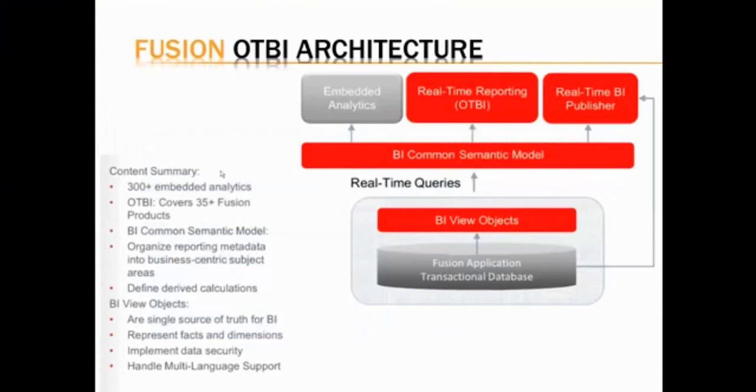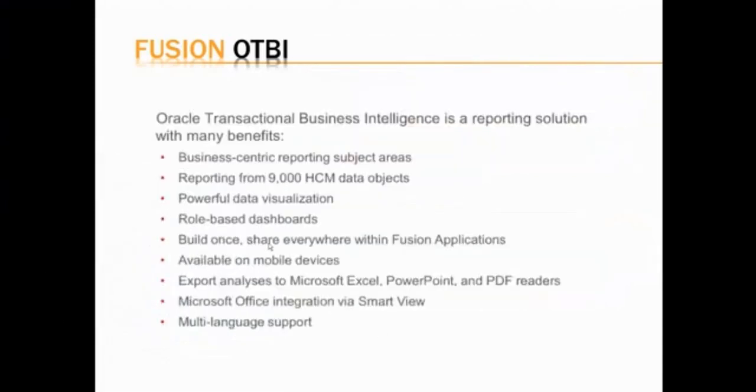And we have around 300 plus embedded analytics, meaning we have around 300 plus subject areas given by Oracle. It's actually 2 years old data, maybe more now. It covers around 35 plus Fusion products: HR, financials, supply chain. We have 300 plus embedded analytics, and we have a common semantic model. Whatever product you go to, whatever subject area you go to, the way you create a report is the same. And yeah, so that's the fundamental.